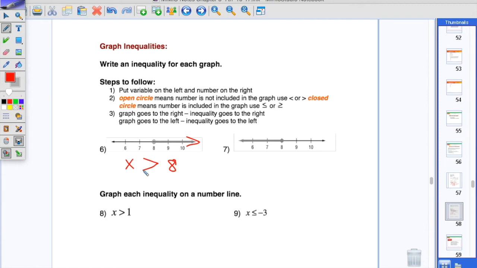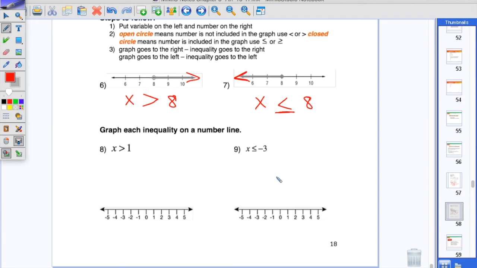Number 7, we put my variable on the left. 8 is being graphed again on the right, but it's a closed circle. So if it's a closed circle, it's going to have an equal sign underneath it because it's included. Our graph is pointing to the left, so is your inequality symbol. Don't forget the equal sign. So your solution could be 8 because it's equal to it, or 7, or 6, 5, so that x can be any number less than or equal to 8.